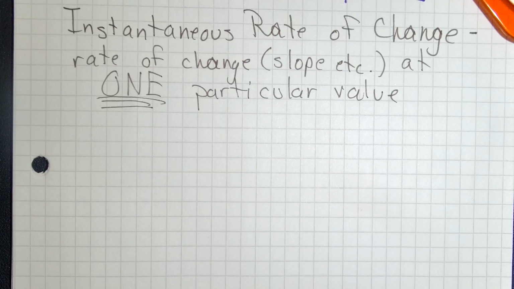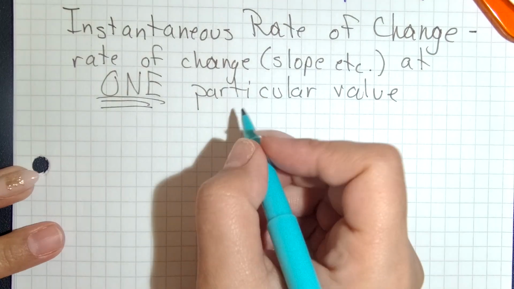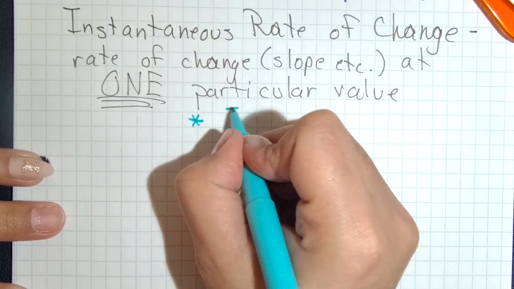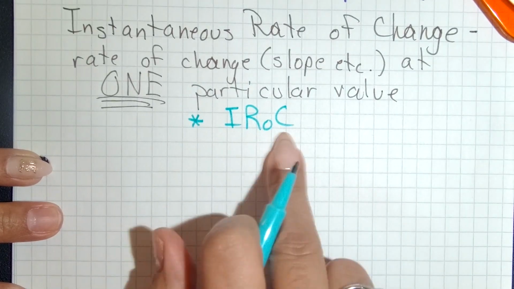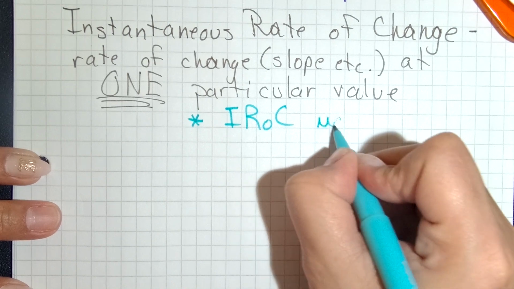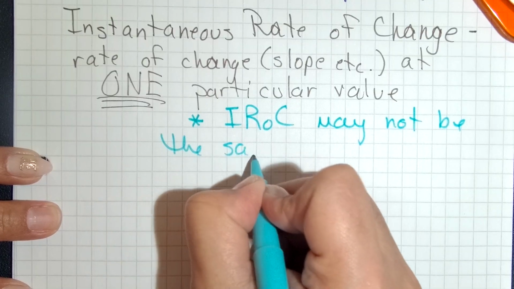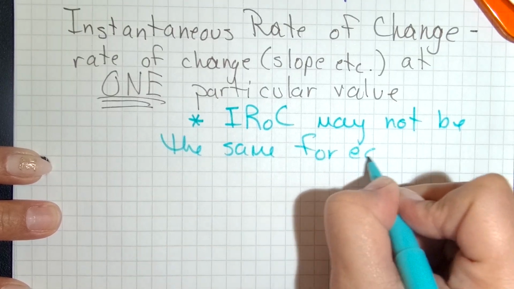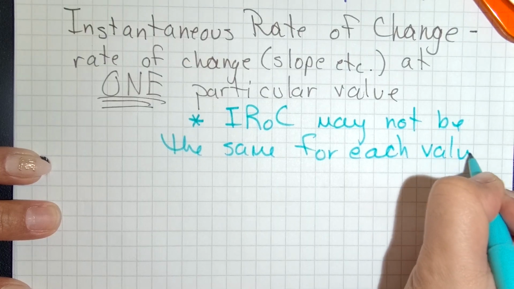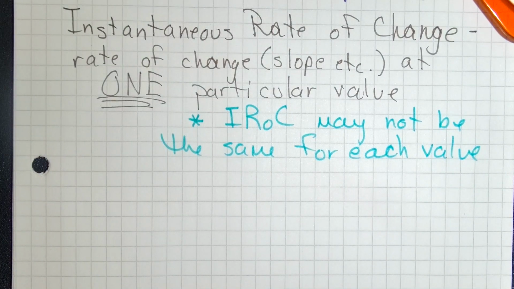In calculus, 99% of the time, the instantaneous rate of change, so I'm abbreviating, may not be the same for each value. It may not be the same for each value. 99% of the time it won't. There are only two instances it will be, and we will rarely do those. Those will be constant functions and linear functions.